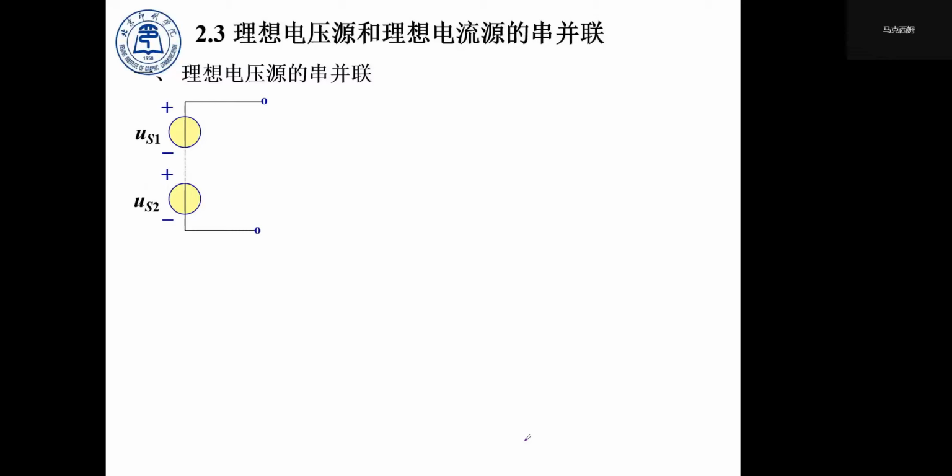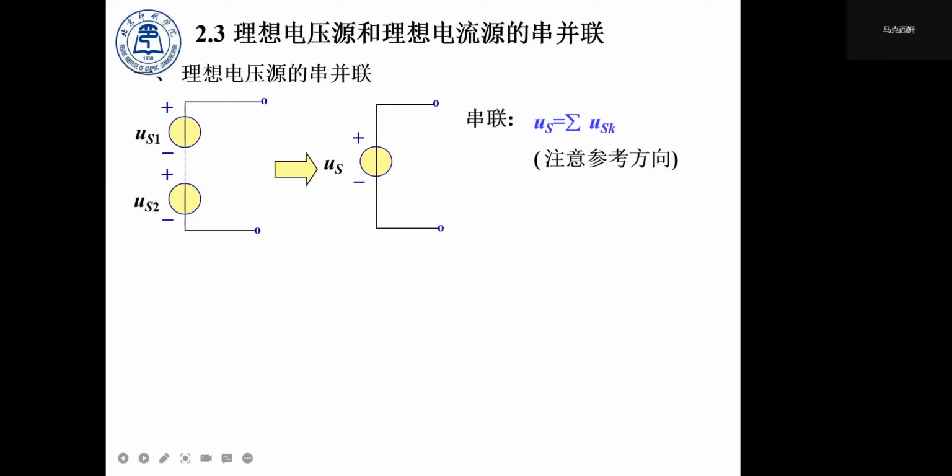And see that if we have several, for this example, we have two ideal voltage sources attached to each other, head to tail, in a series connection way, and we can replace those two with one single voltage source, and the value of the transformed voltage source equals the addition of those two ideal voltage sources.